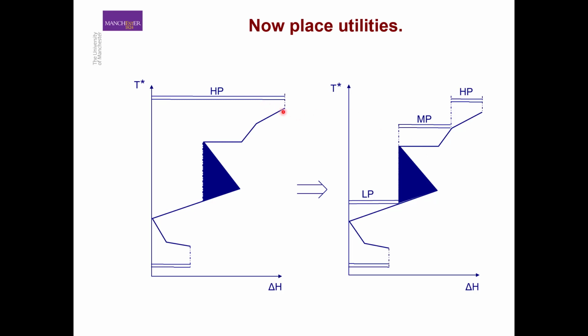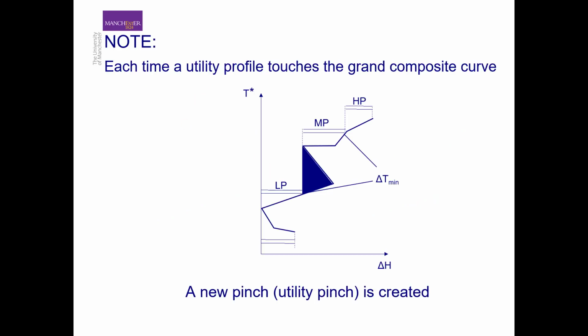Another thing to notice on this grand composite curve is that this high pressure steam is not shown at its actual temperature. It is shown at a shifted temperature, down by half delta T min. It means that the actual temperature of the steam is half delta T min higher than what is shown on this grand composite curve. This is important for the next slide.